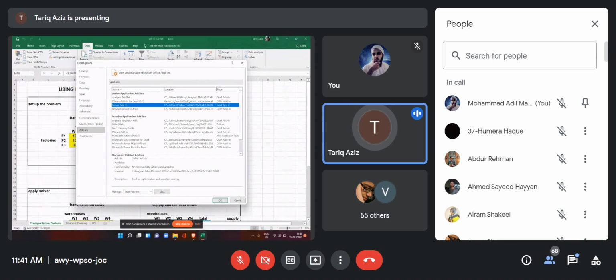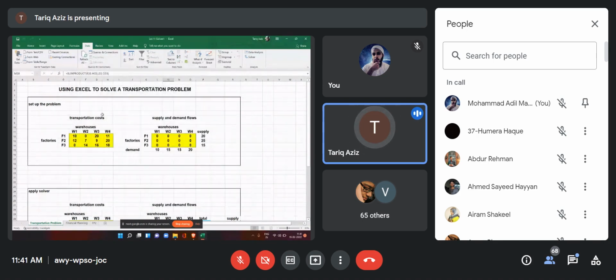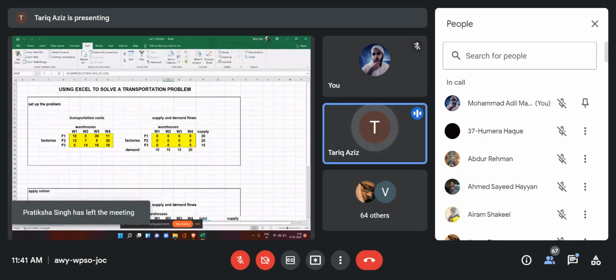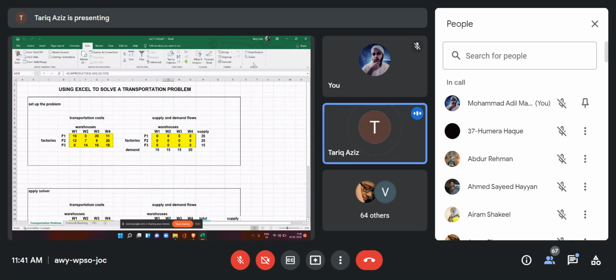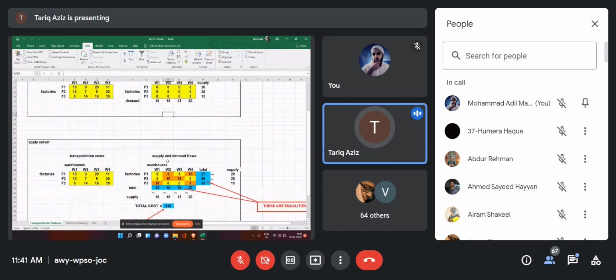Once you enable this, the solver option will show up under the data tab, on the right extreme side. On my screen, two options are visible: the first is data analysis, and the second is solver. So you have to use this solver option.